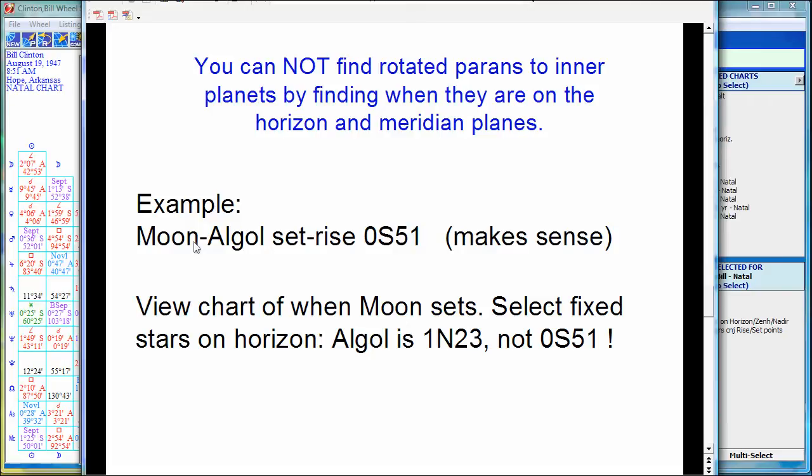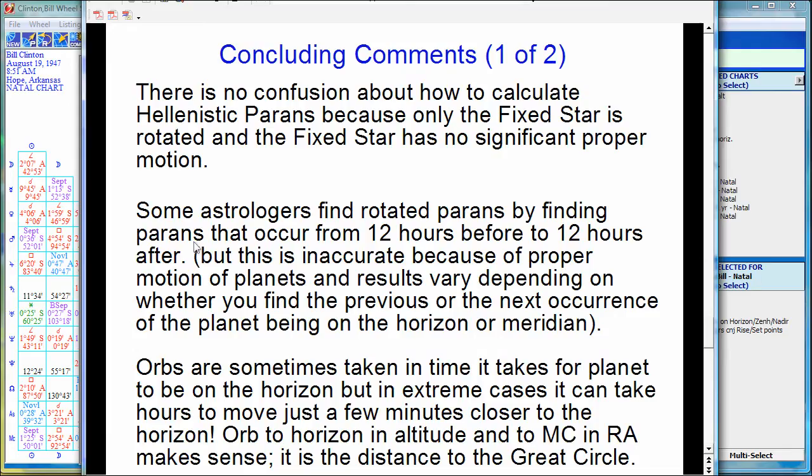The nice thing is that it's done correctly, technically correct, and I've given you just enough information that I hope you can appreciate that and some of the history and reasoning behind all this. So, some concluding comments. Number one, there is no confusion or debate about how to calculate Hellenistic Parans. The reason there's no confusion is because with a Hellenistic Paran, you only rotate the fixed star. The fixed star has no significant proper motion, no actual motion of its own. So there's no issue with that. We know how to calculate Hellenistic Parans.